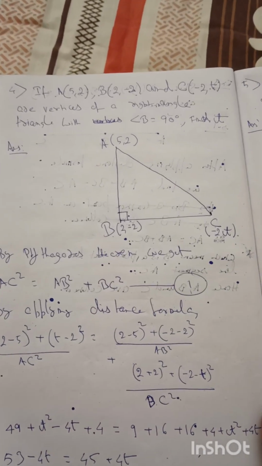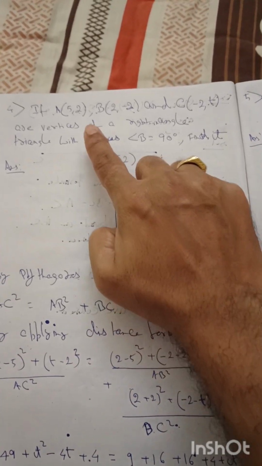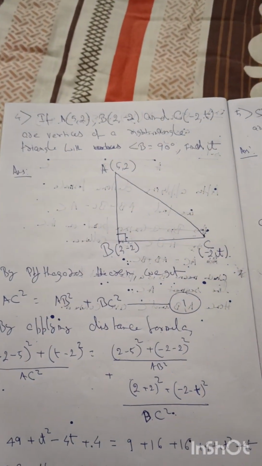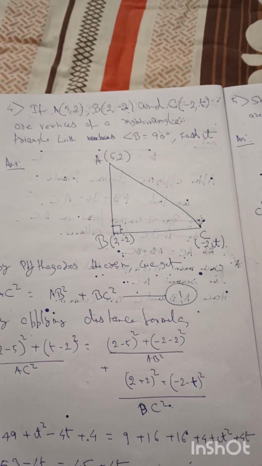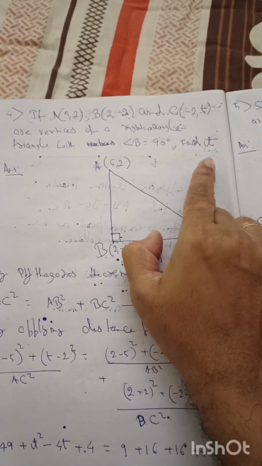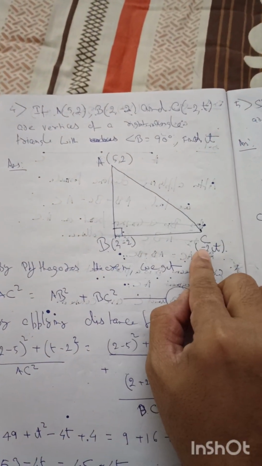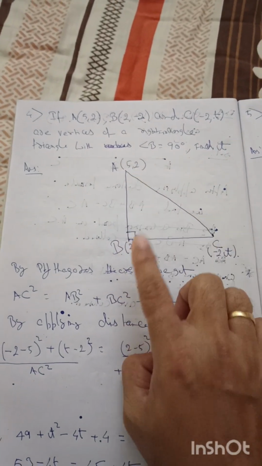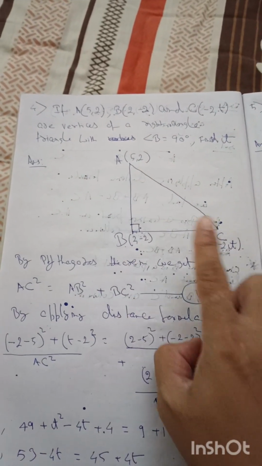This is also an important sum. Here it is given that A, B and C are vertices of a right angle triangle and angle B is 90 degree. First we draw the figure A, B and C with coordinates this and this.